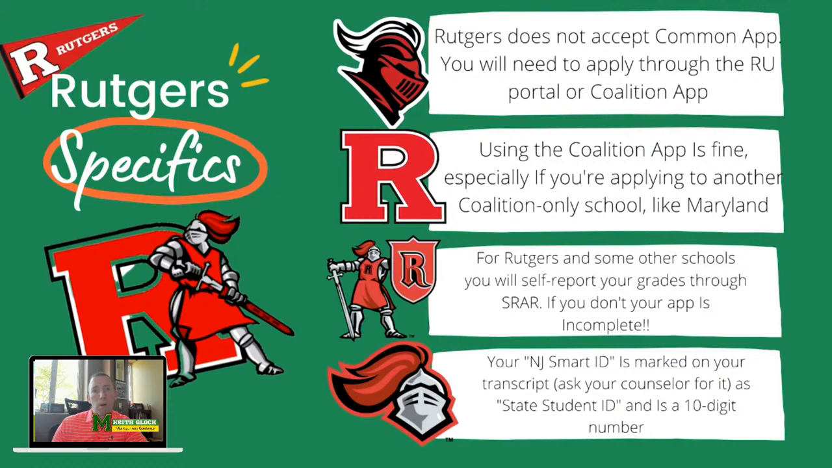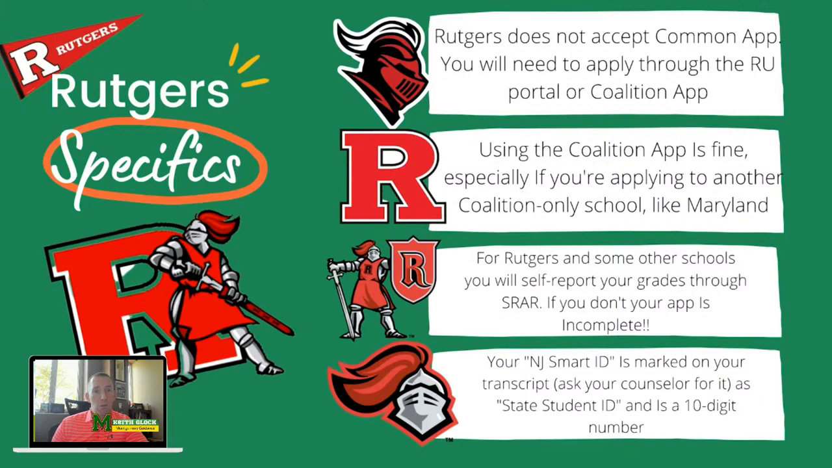You're going to fill out that Rutgers application, say you're going through the Rutgers web portal, and then it's going to say, great that you did this first part, but now we need you to use these login credentials that we've given you. You're going to log into SRAR and request a copy of your transcript from your counselor. Then your child's going to type in the classes that they took and the grades that they got. And Rutgers, among a couple other schools that utilize this service, are going to take your word for it.